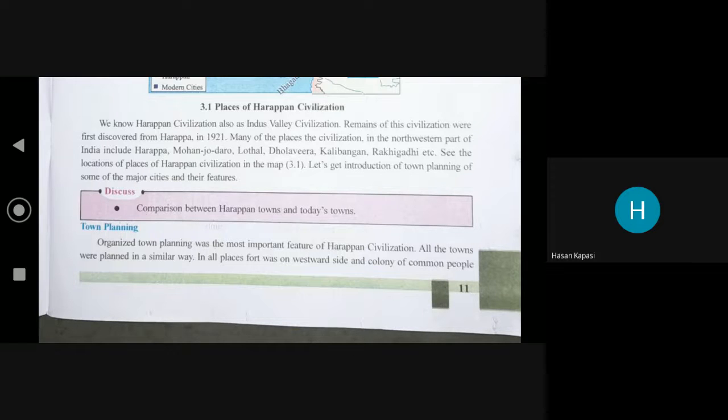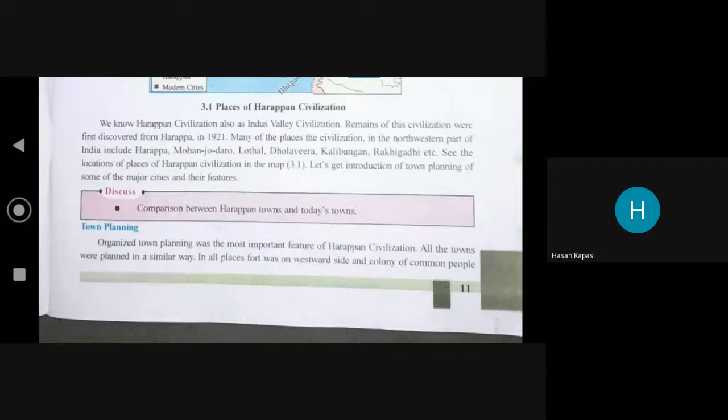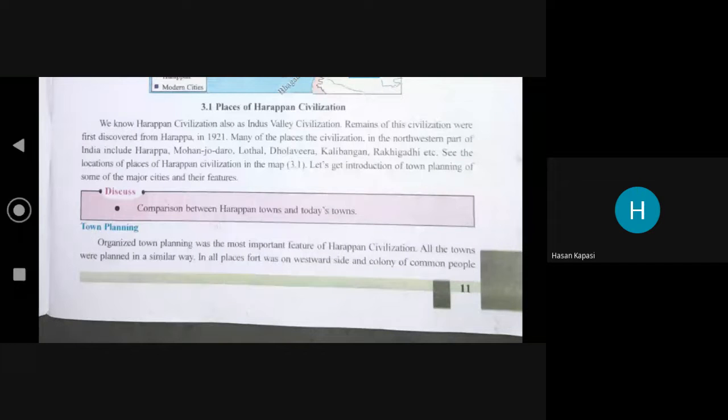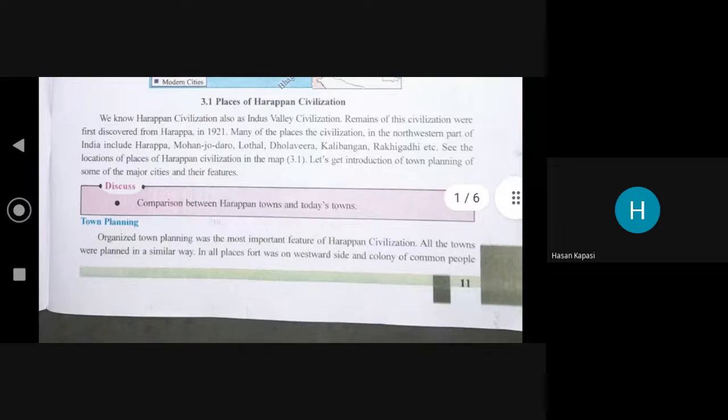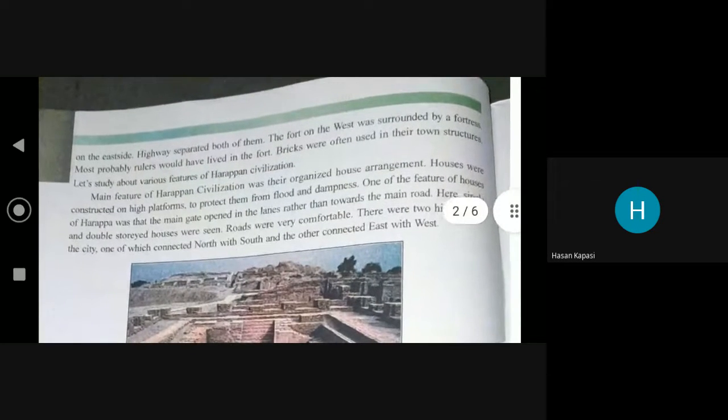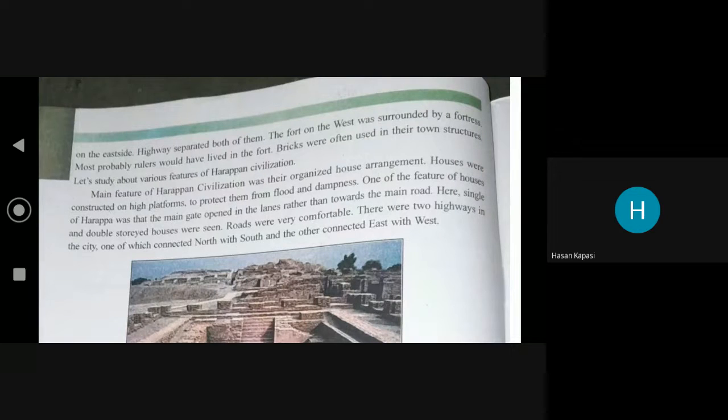Continue, beta. Town planning. Comparison between Harappan towns and today's towns. Organized town planning was the most important feature of Harappan civilization. All the towns were planned in a similar way. In all places, the fort was on the west side and the colony of common people on the east side. A highway separated both of them. The fort on the west was surrounded by a fortress. Most probably, rulers would have lived in the fort. Bricks were often used in the town structures.